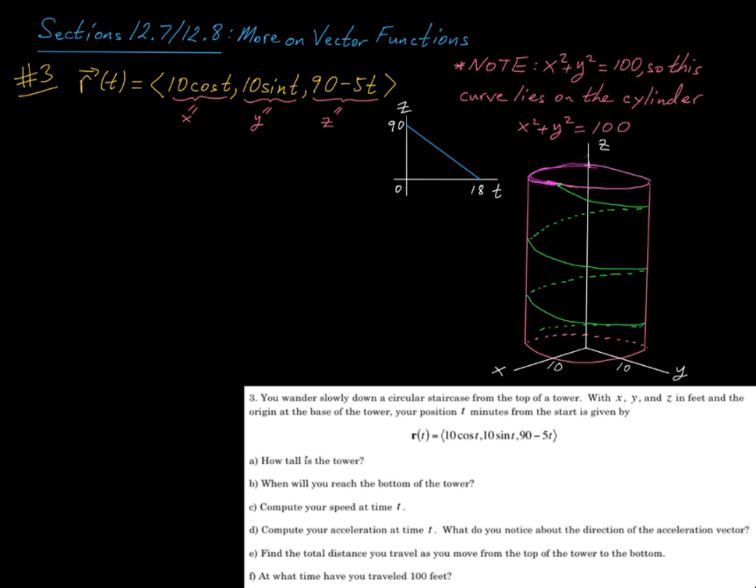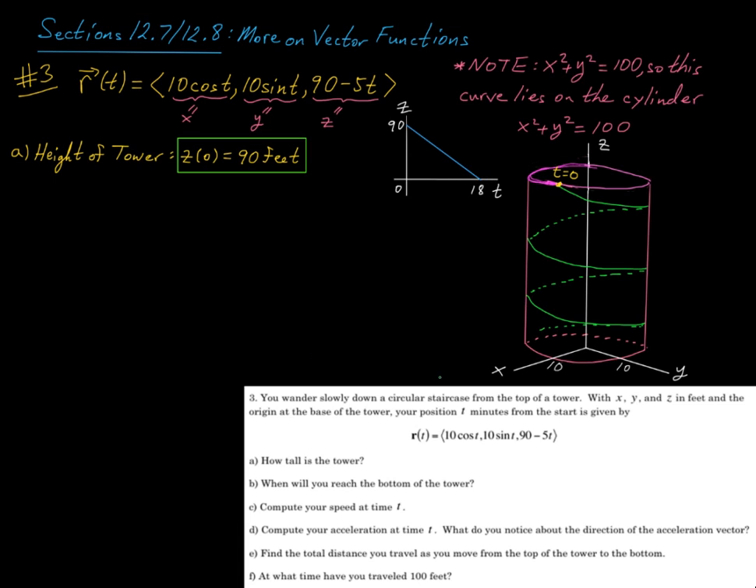It says, how tall is the tower? Well, since we're told we start from the top of the tower and the origin is at the base of the tower, that implies that the height of the tower is simply the z-coordinate when t is 0. Because you're going to reach the bottom of the tower when you hit the xy plane, which is going to happen, say, somewhere over here. And since you start from the top, that initial height is the height of the tower. So z of 0, that's just 90 feet, so that's the height of the tower.